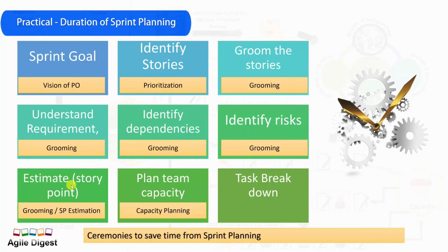And if we actually do all these activities before sprint planning, then you will see that we are not needing that many hours. That says 2 weeks sprint is 4 hours for sprint planning. We will not be needing that much of time.